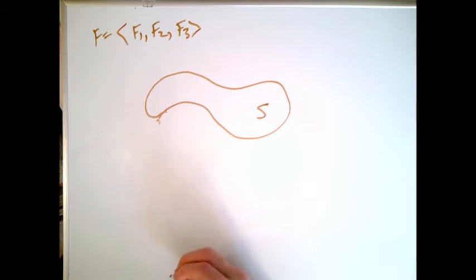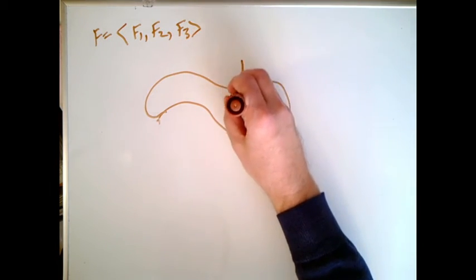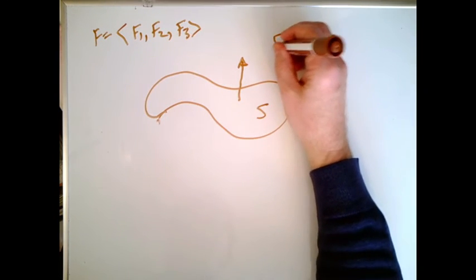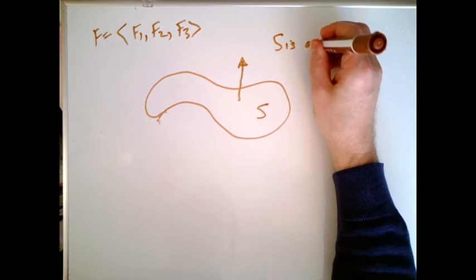It has 2 sides. If it only has 1 side, we can't do this. And we have to designate which side is up. That's what we're going to mean when we say S is oriented. All that means is we're saying which side is up.